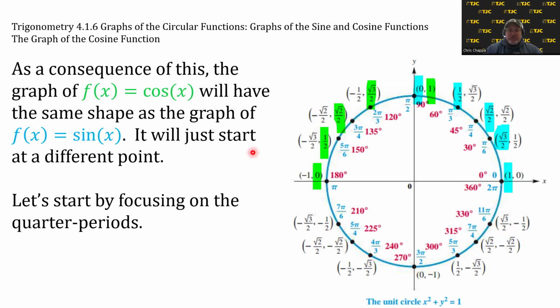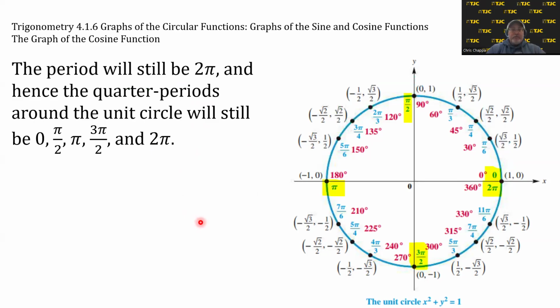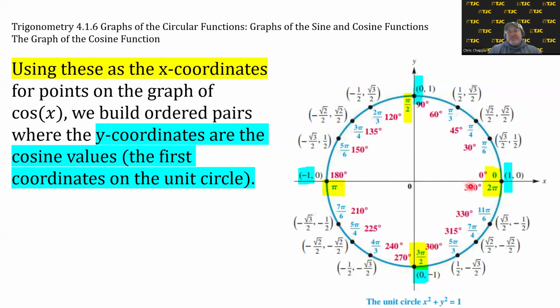Now, as a consequence of this, the graph of f of x equals cosine of x will have the same shape as the graph of f of x equals sine of x. It will just start at a different point. Now, let's start by focusing on the quarter period points. The period will still be 2 pi, and hence the quarter periods around the unit circle will still be 0, pi over 2, pi, 3 pi over 2, and 2 pi. Using these as the x-coordinates, the ones in yellow, for the points on the graph of cosine of x, we build ordered pairs where the y-coordinates are the cosine values, the first coordinates on the unit circle.